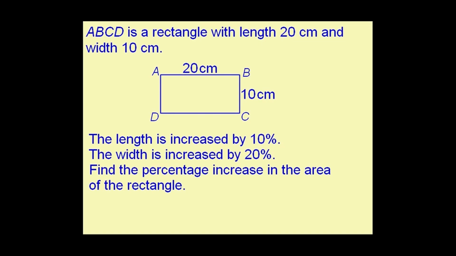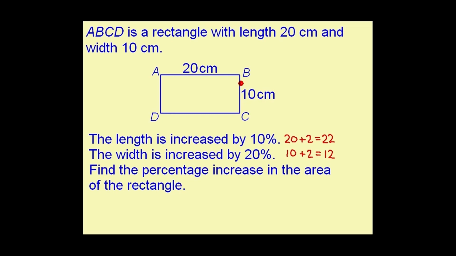So in this question, I'm told that the length of the rectangle is increased by 10%. 10% of 20 is 2, so we've got 20 plus 2, and the new length is now 22 centimetres. The width is increased by 20%. 20% of 10 is 2, so we've got 10 plus 2, and the new width is now 12 centimetres. I want to find the percentage increase in the area of the rectangle.